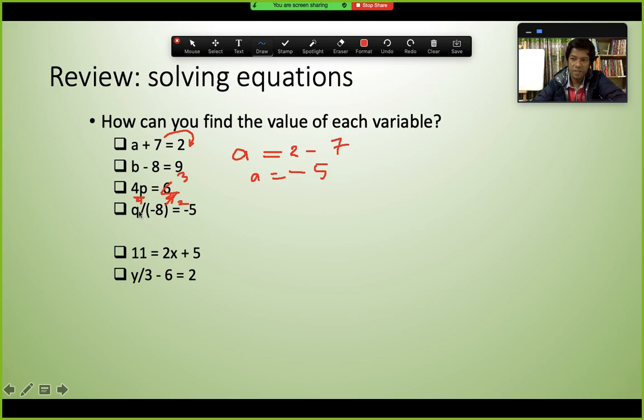This one is in division form, so if we multiply both sides by minus 8, this minus 8 will be cancelled out and there will be a minus 8 on this side.